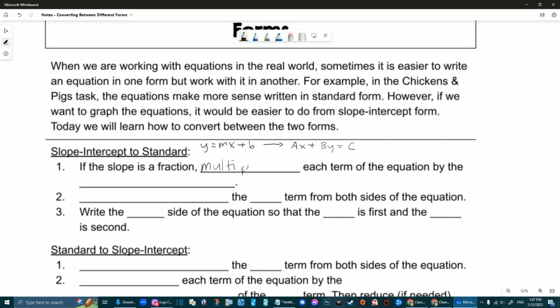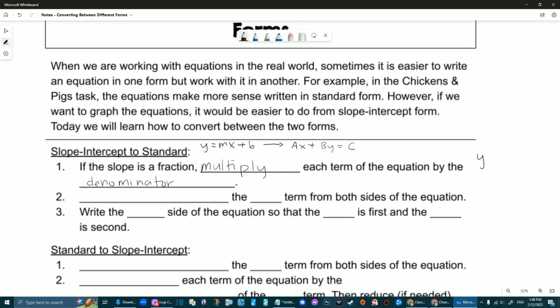So if that slope, if m is a fraction, we're going to multiply each term of the equation by the denominator. Remember that the denominator is the bottom of the fraction. And we're doing this to get rid of the fraction.